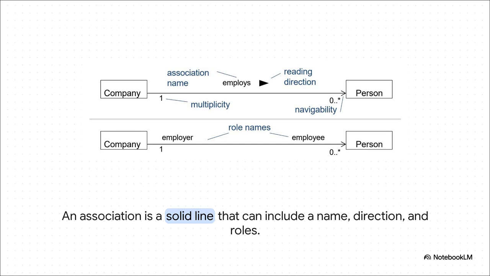Visually, it's pretty simple, just a solid line. But you can add more detail to it. For instance, you can give the association a name, usually a verb phrase like employs. And you can even add a little triangle to show which way to read it. Another way to do it is to specify role names at each end, like employer and employee. This makes it super clear what part each class is playing in that relationship.